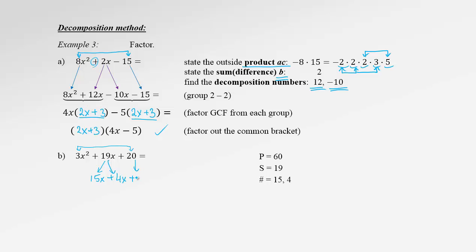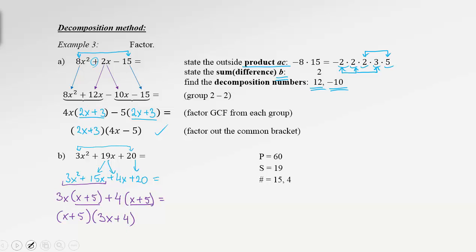Copy the outside terms as they are, no change here, and try to factor by grouping. So let's group the first two terms. Common factor is 3x. What's left is x plus 5. And group the last two terms. We can pull the common factor 4, and what's left is the same bracket x plus 5. Now, when we see the common bracket, we can pull it out as one factor, and the other factor is the remaining stuff, 3x plus 4. And it's done.